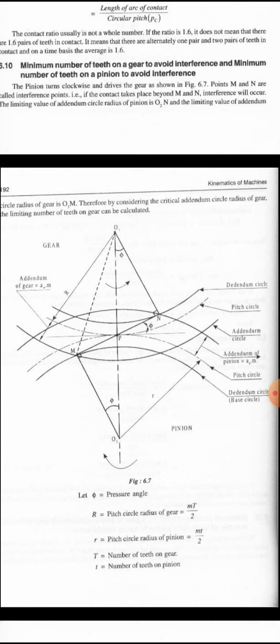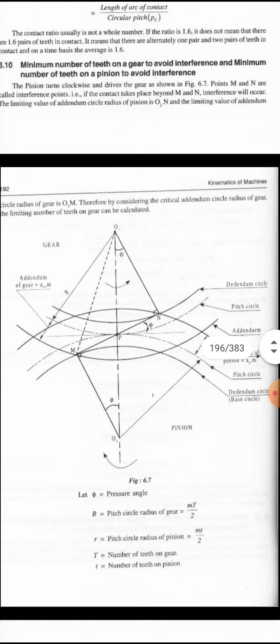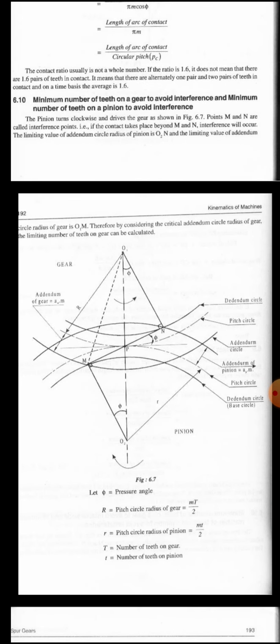Module 4, Spur gears. Derivation of minimum number of teeth on gear to avoid interference. The pinion turns clockwise and drives the gear as shown in figure 6.7. The points M and N are called interference points. If the contact takes place beyond M and N, interference will occur.